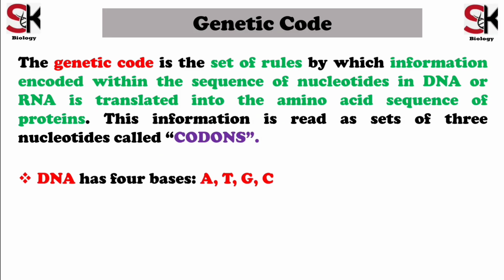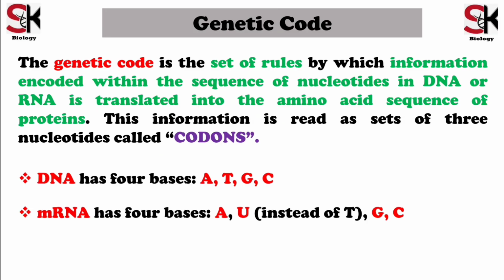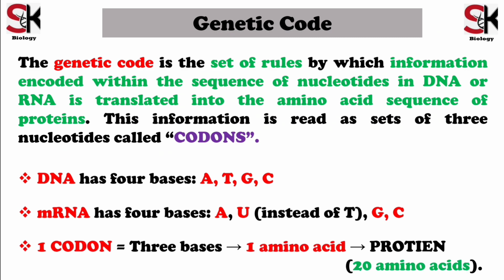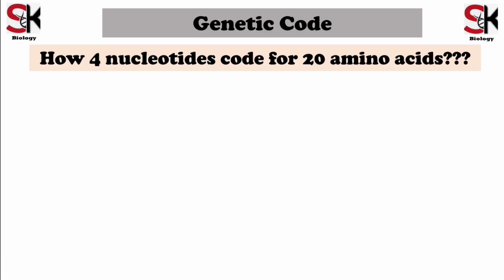As we know, DNA contains 4 nucleotide bases A, T, G, C and RNA contains A, U, G, C. A codon in the genetic code contains 3 bases which code for one amino acid, and these different codons lead to synthesis of 20 different amino acids which are responsible for synthesis of protein. Now the question is how 4 nucleotides code for 20 amino acids.